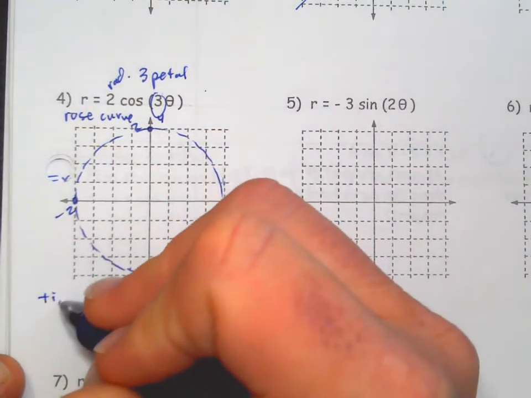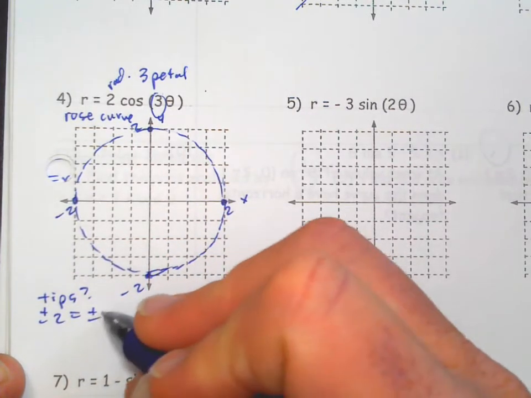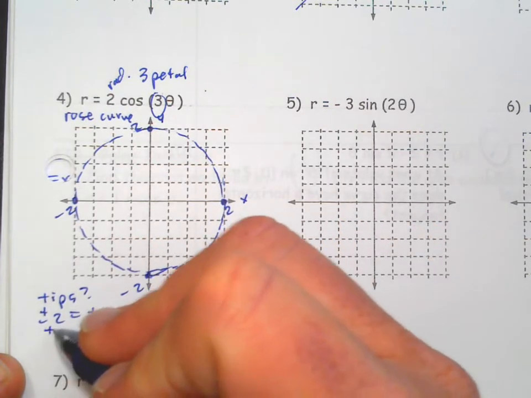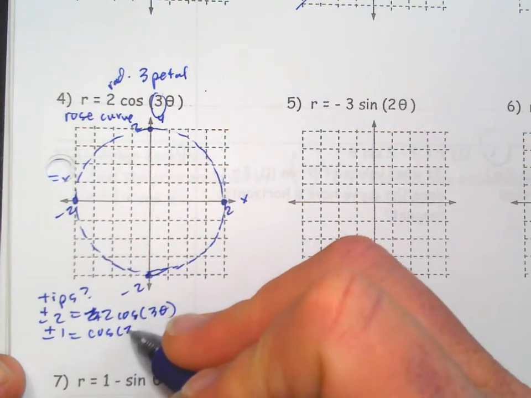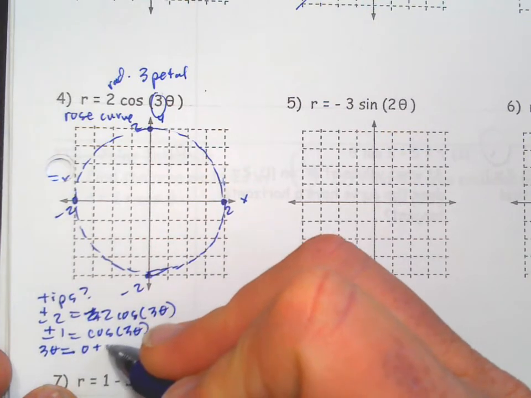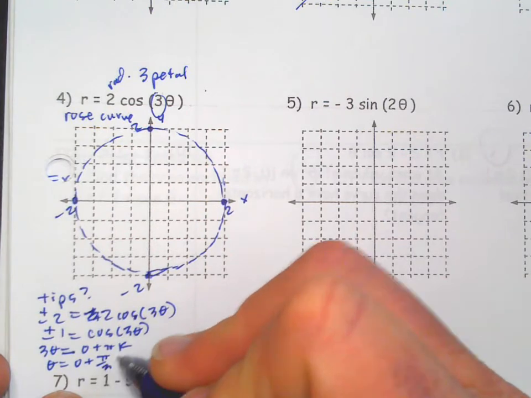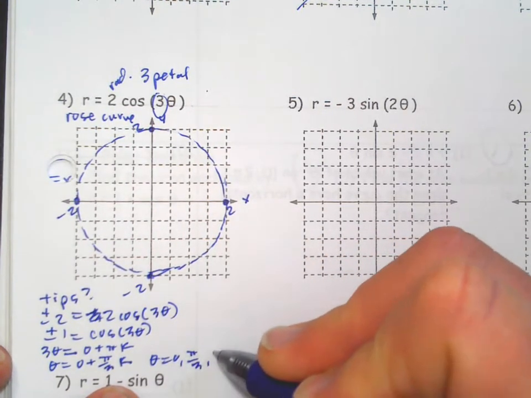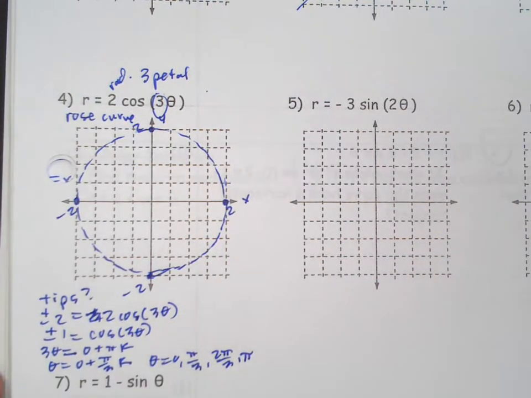You want to figure out what the tips of the petals are. And so you're going to set the radius equal to the most extreme radius that we know it's going to have, which is that circle's radius, 2. And we're going to solve the trig equation we get. So 3 theta equals 0 plus pi k. So theta equals 0 plus pi over 3 k. So theta equals 0, pi over 3, 2 pi over 3, pi. And we only need to do 0 to pi for odd numbered petals.